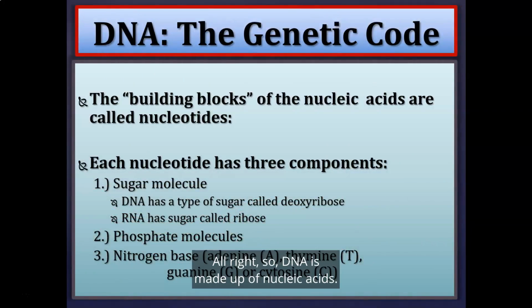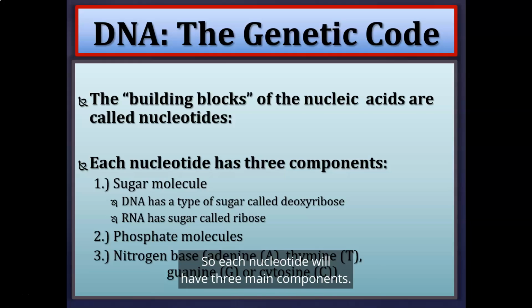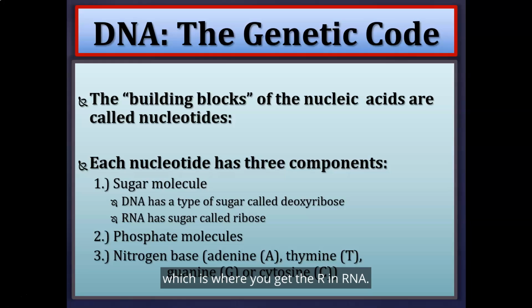All right, so DNA is made up of nucleic acids. The building blocks of the nucleic acids are called nucleotides. So each nucleotide will have three main components. The first being the sugar molecule. So DNA has a type of sugar called deoxyribose. That's where you get the D in DNA. Whereas RNA will have a sugar called ribose, which is where you get the R in RNA.